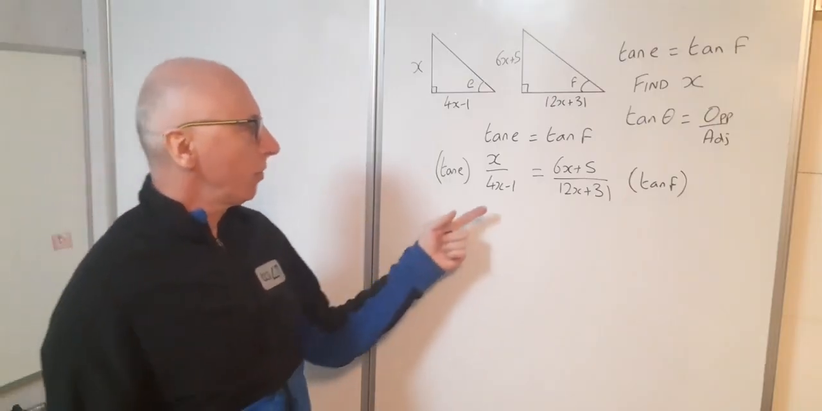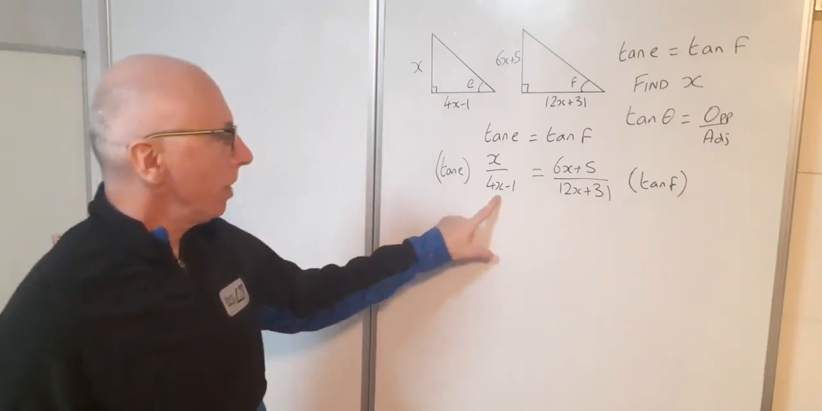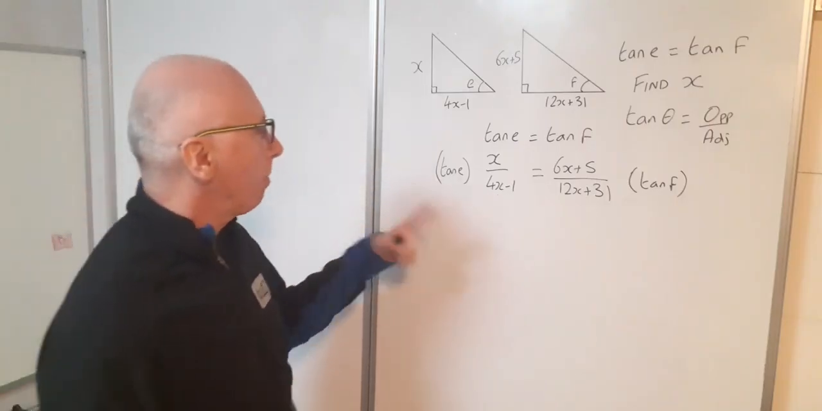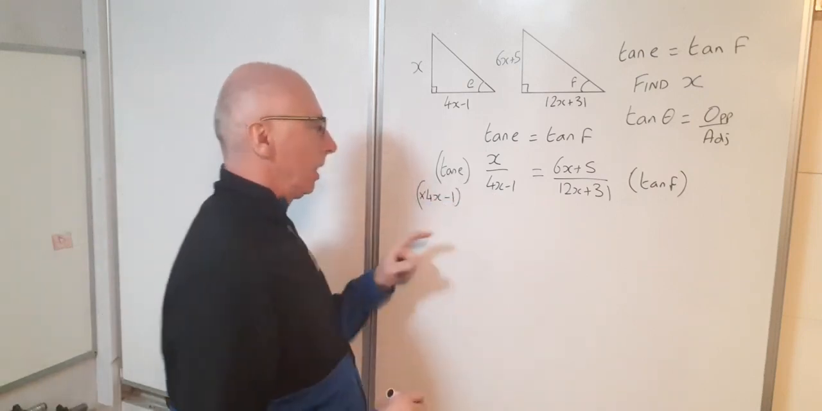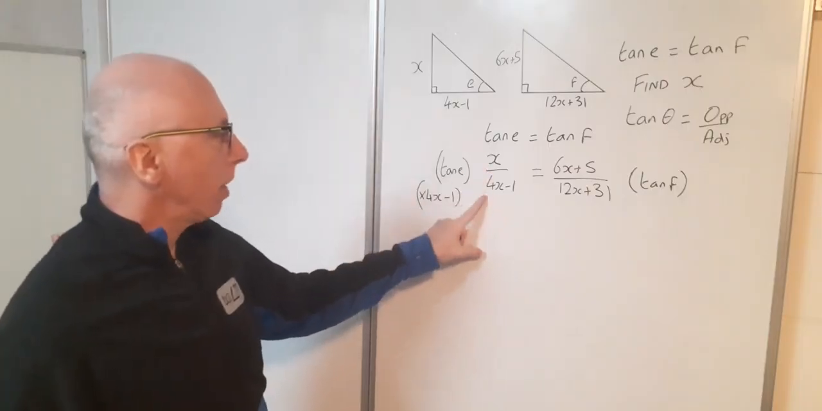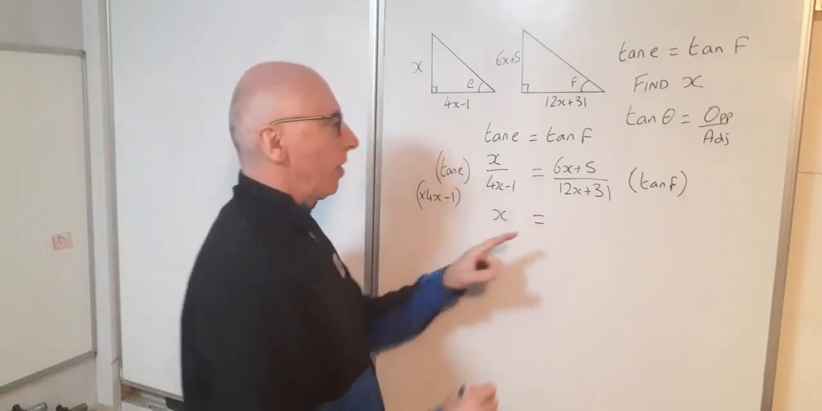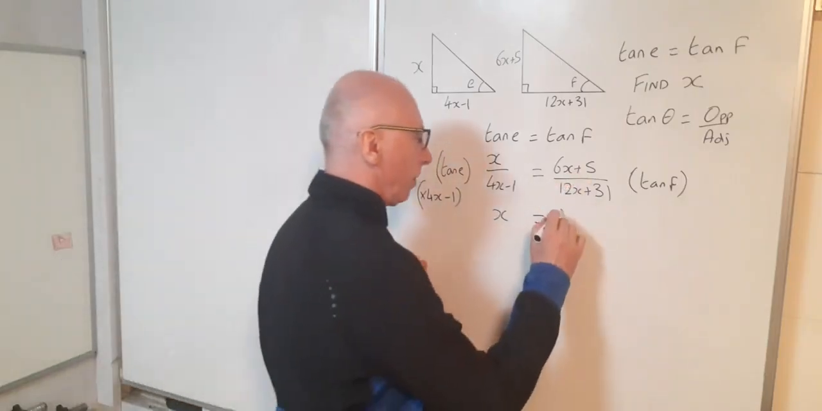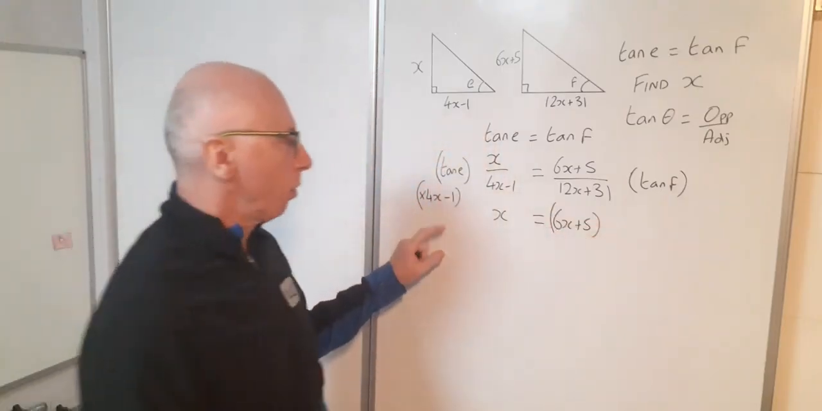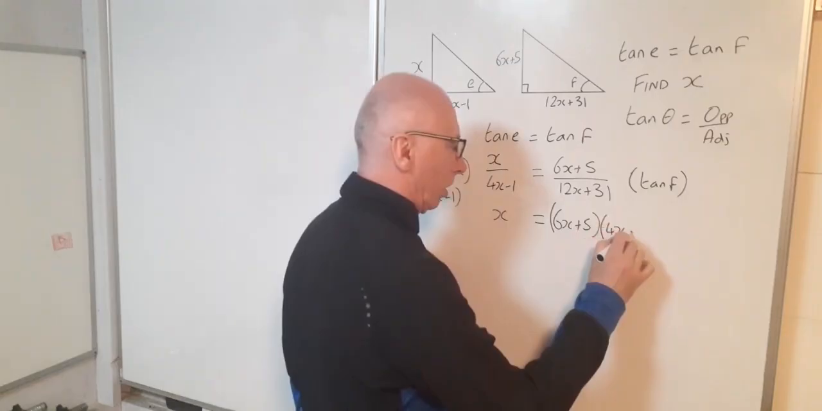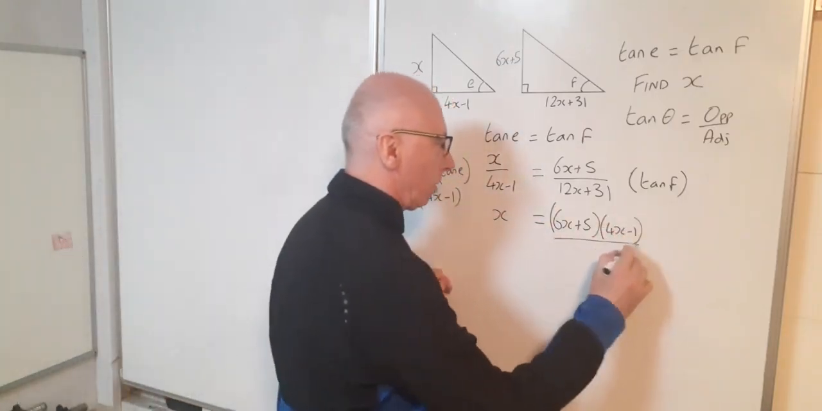Now, first things first, let's get rid of the denominators. So let's get rid of this one first and then multiply both sides by 4x minus 1. So if I do that, multiplying this side by 4x minus 1, I'll just be left with x. And then on this side, I'll have 6x plus 5 times 4x minus 1. That will take care of that. And then divide by, still left with this one here.